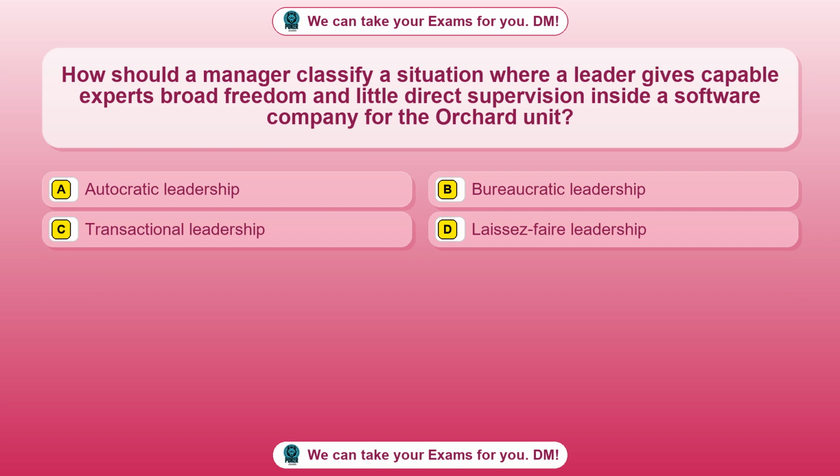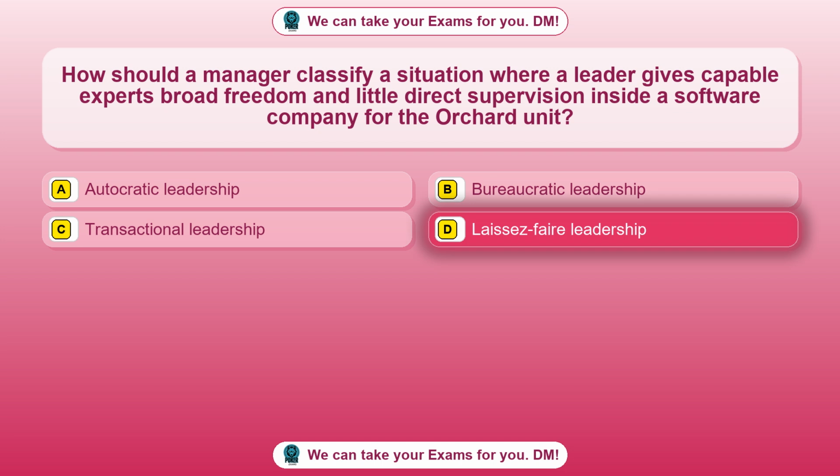Question 94. How should a manager classify a situation where a leader gives capable experts broad freedom and little direct supervision inside a software company for the Orchard unit? Option A, autocratic leadership. Option B, bureaucratic leadership. Option C, transactional leadership. Option D, laissez-faire leadership. The correct answer is option D, laissez-faire leadership.